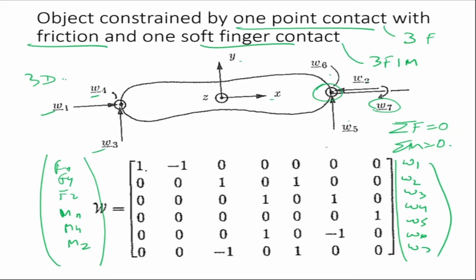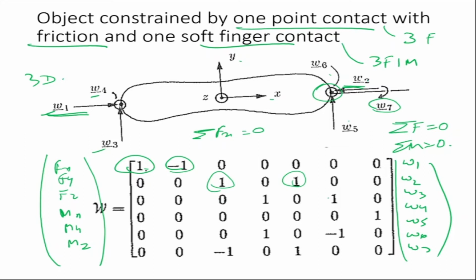Now when I write my equation sigma Fx equal to 0, what do I get? Forces in the x direction equal to 0. What are the forces in the x direction? W1, which is here, and W2. So W1 minus W2 is equal to Fx. So I'm writing it in matrix form. Similarly, in the y direction, what is there? So W3 is there, which I'm having here, and W5 is there. So that is how I get this matrix.